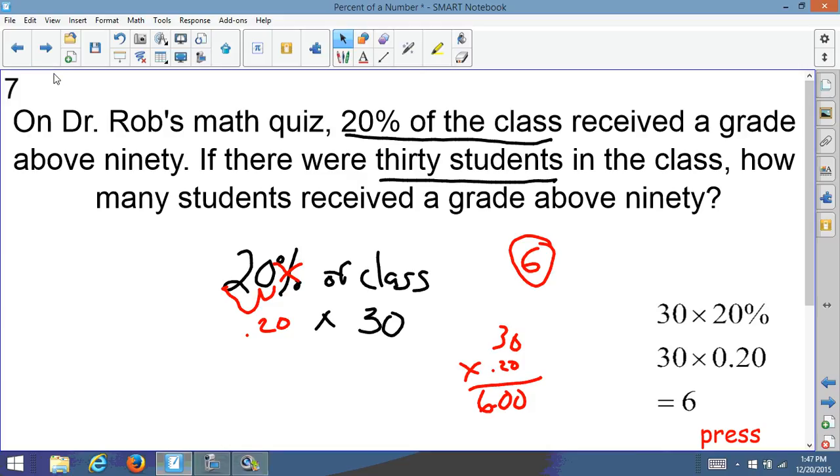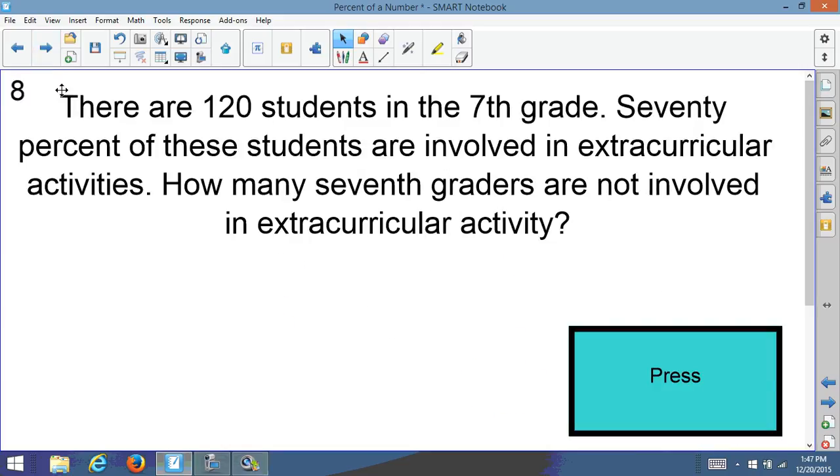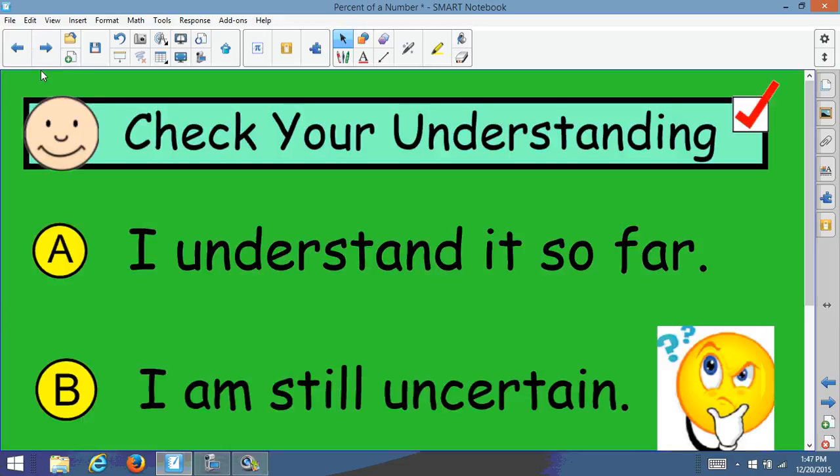So let's see what else we have here. There are 120 students in the 7th grade. 70% of these students are involved in extracurricular activities. How many 7th graders are not involved in extracurricular activities? Very good question.